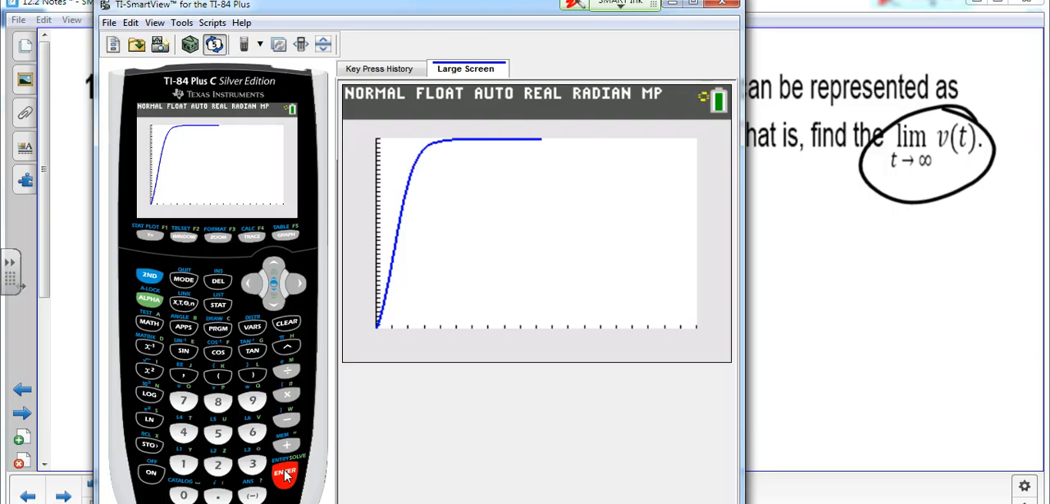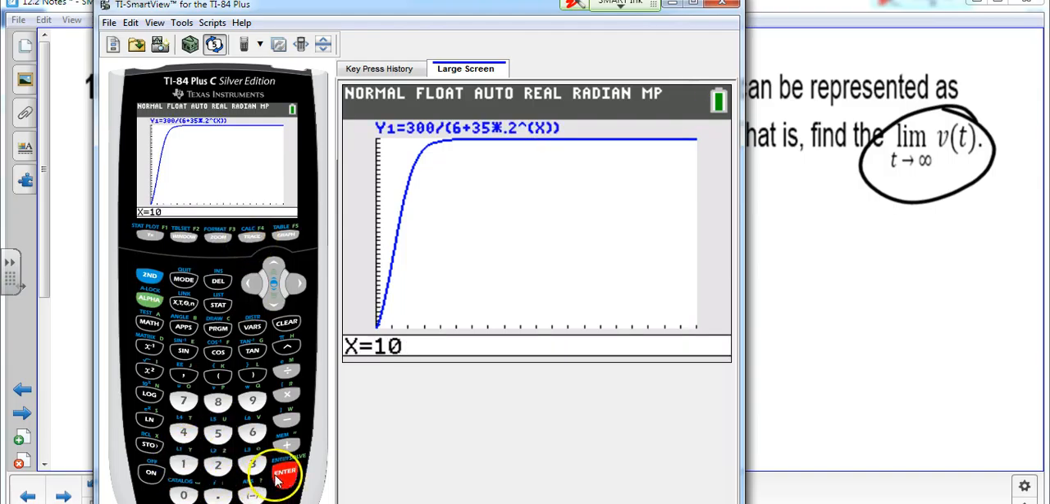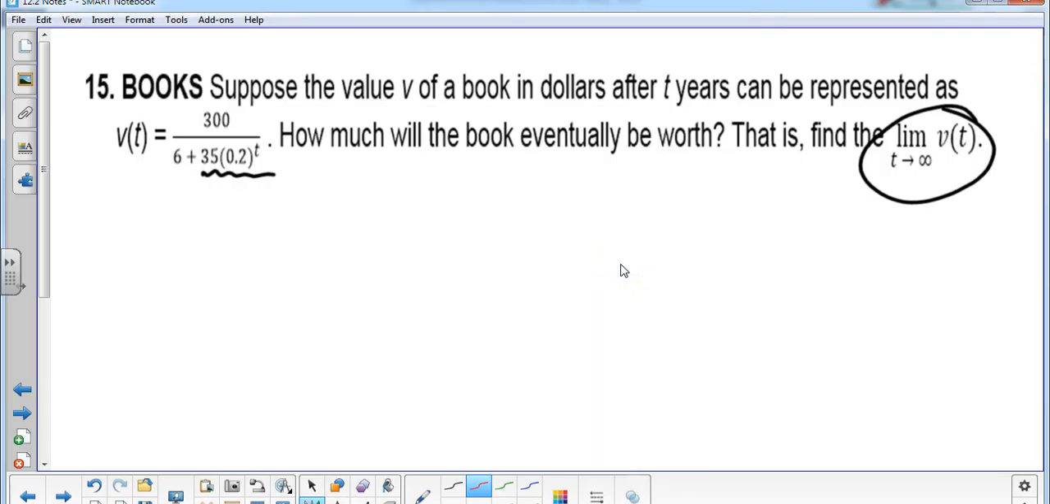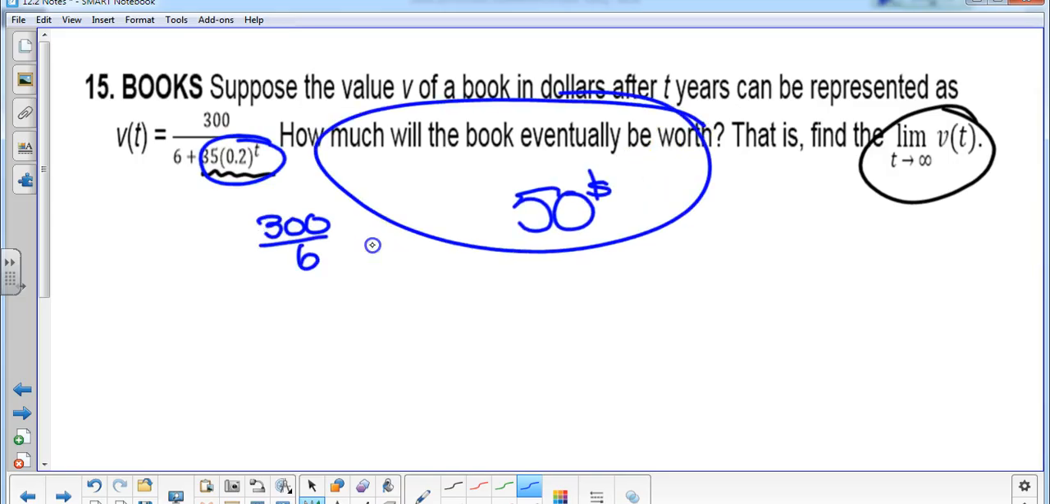see what it's doing? Does it appear it's going to have a limit? Looks like it. We could look at our table, but if we trace and we say 10 years from now, what's this book worth? What do you think it's approaching? $50. Okay, which is the 300 over 6, because this approached 0. How much will the book eventually be worth? $50.